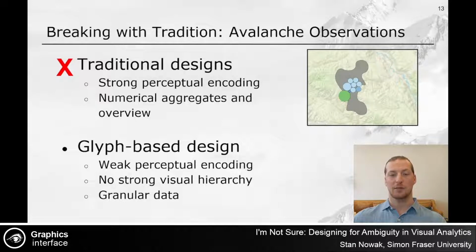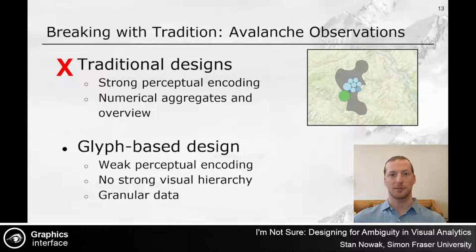The patterns in data have to be found visually and deliberately, and the perceptual salience or visual importance of any given element is lessened so that there is no strong visual hierarchy. In addition, we chose to show individual reports, the most granular form of data, to allow the forecasters to look at contextual details and clues that might signal to them what the interpretation that is appropriate for the given report might be.